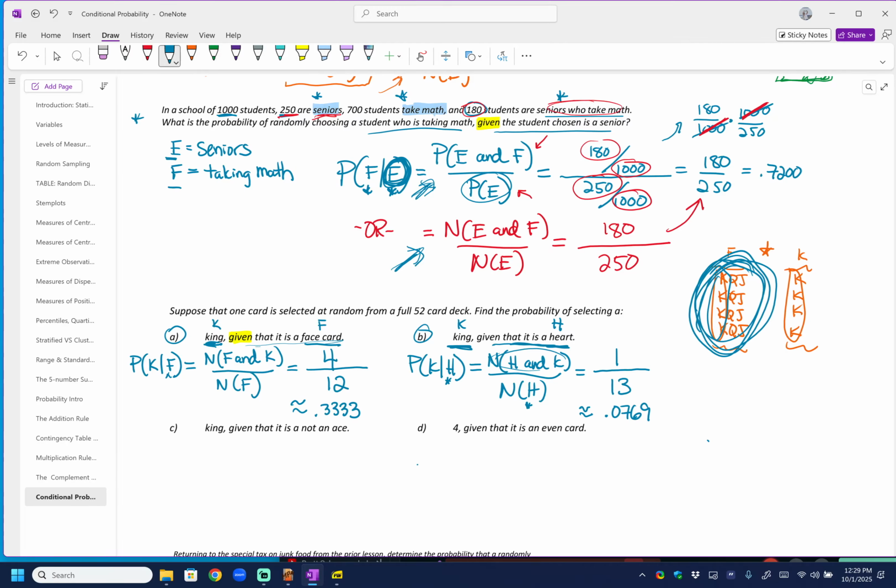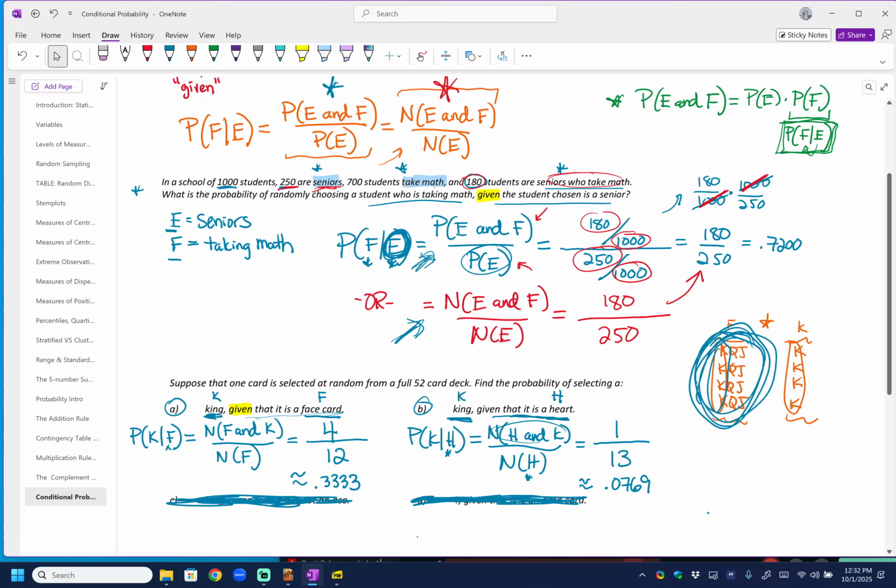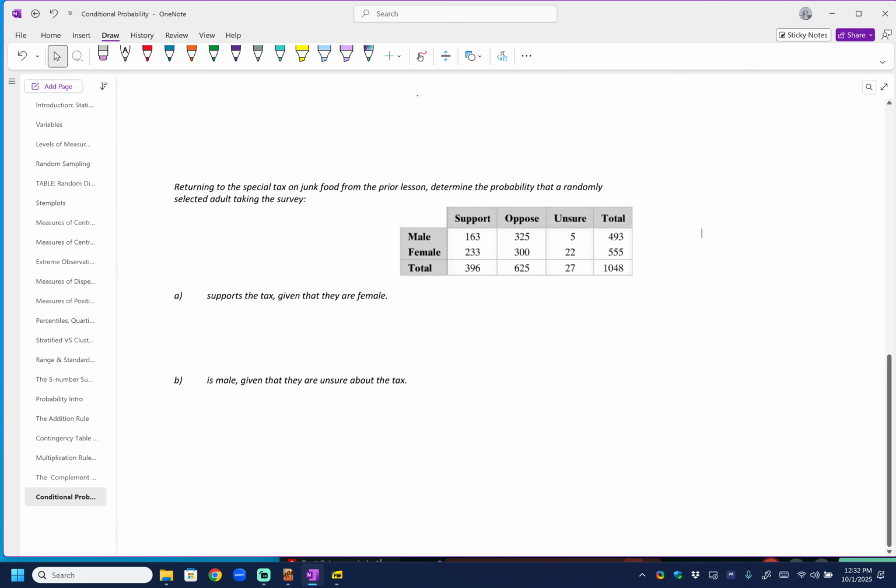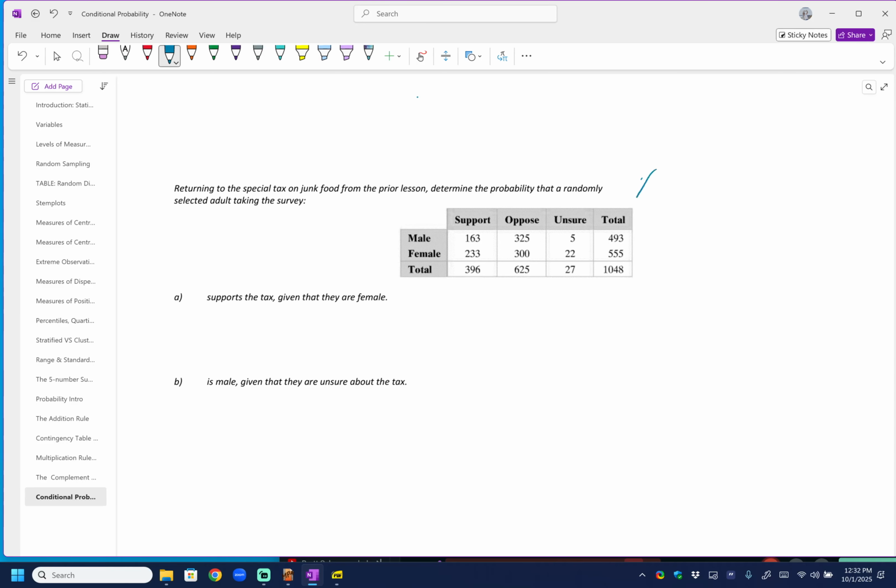The last concept to cover in this section is how we can find conditional probabilities in contingency tables. As you've seen before, we've had this chart on the support for whether somebody would want a special tax on junk food. And basically it was here, birth gender, and this was stance on tax. So we had 2 variables at play in the same table.